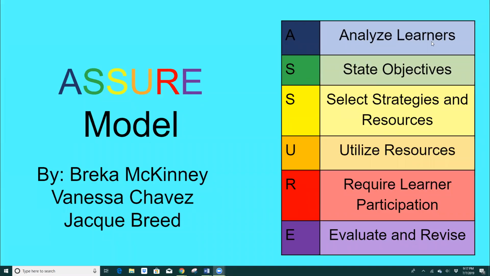Hi, today we're going to be talking about our ASSURE model. This presentation is by Brecca McKinney, Vanessa Chavez, and Jackie Bree. ASSURE stands for Analyze Learners, State Objectives, Select Strategies and Resources, Utilize Resources, Require Learner Participation, and Evaluate and Revise. For this presentation, we're going to be using the ASSURE model to teach copyright to a group of 6th graders.